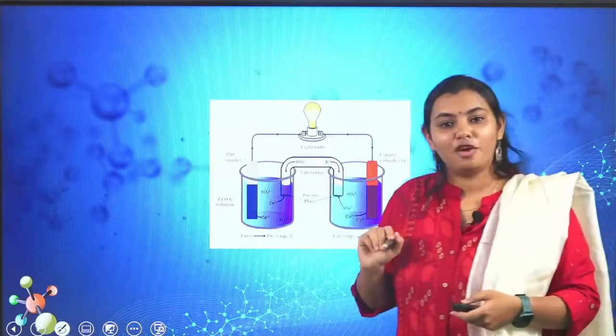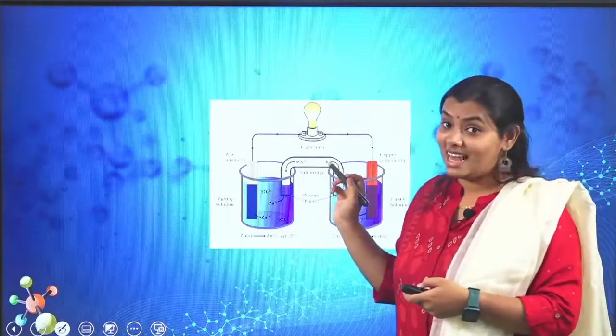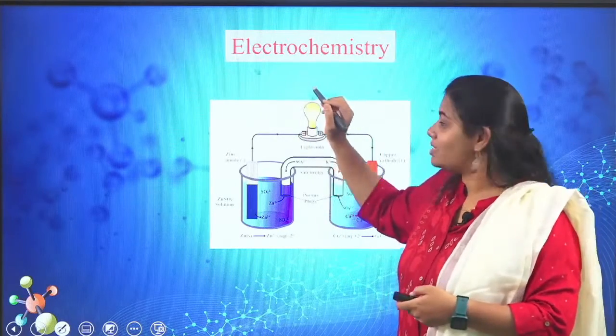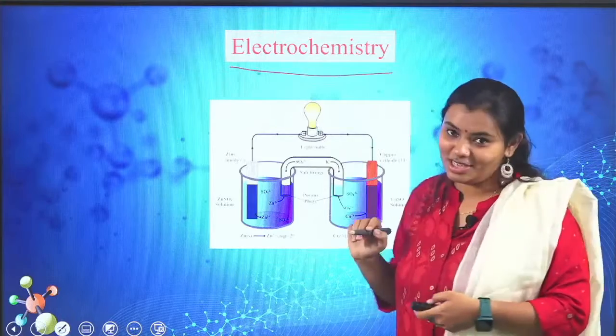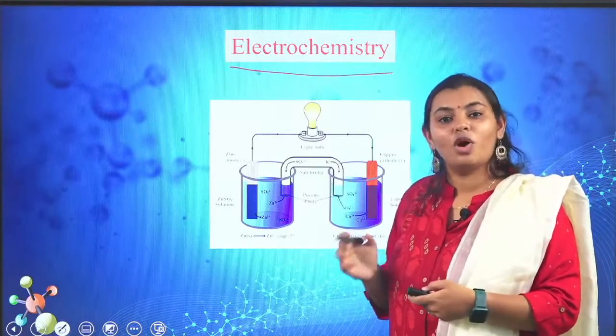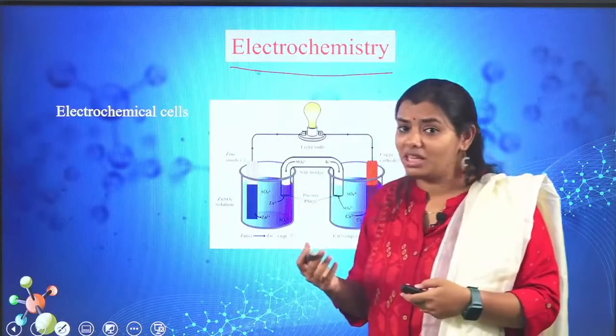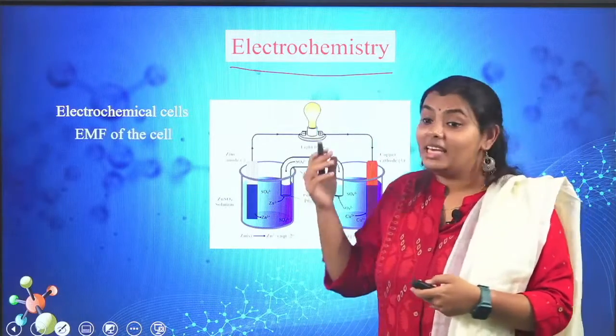So what do you understand from this? This is a which cell? Galvanic cell. Which is the topic that we are going to study here? Electrochemistry. Okay, so in electrochemistry, what are we exactly studying? Electrochemical cells, the various kinds of electrochemical cells, galvanic cell, EMF of the cell.